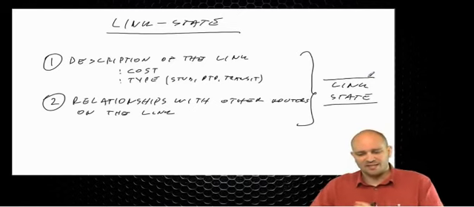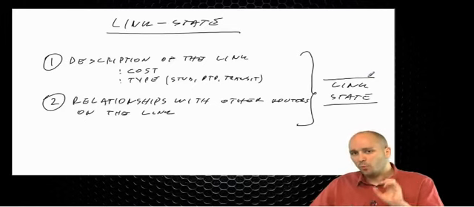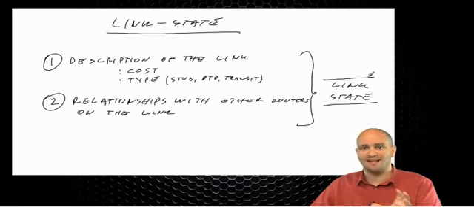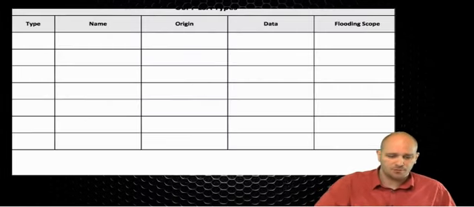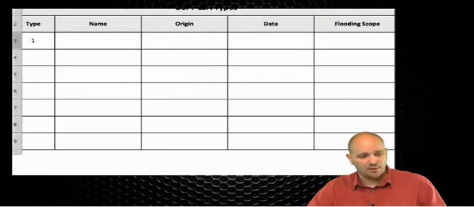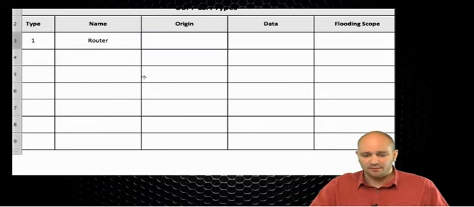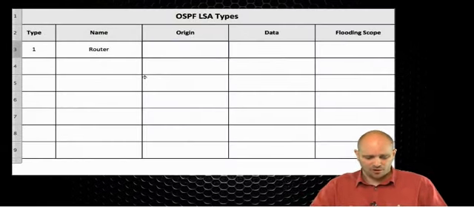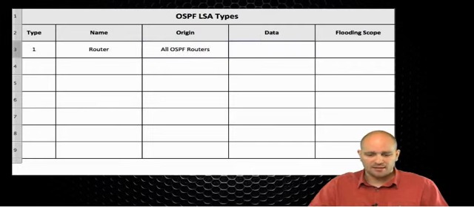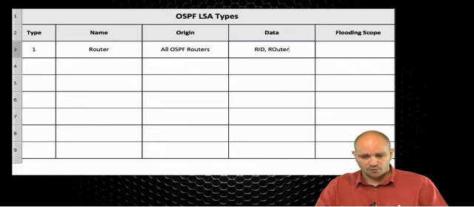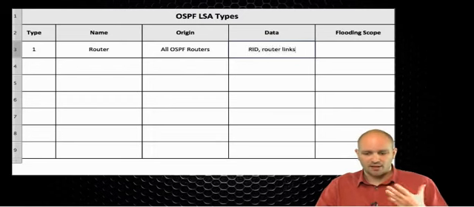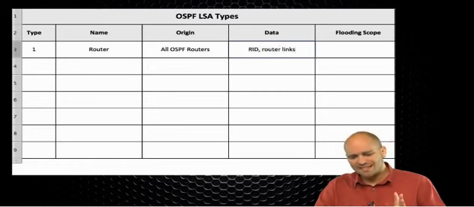So when we talk about different LSA types, this is what we have to keep in mind. What parts of this will be contained in that LSA type? So let's start with the easy ones. We have type number 1, which is also called the router LSA. Router LSA is generated by all OSPF routers, and the important pieces of information contained there are the router IDs and router links. So this is the important information that is contained inside this LSA.